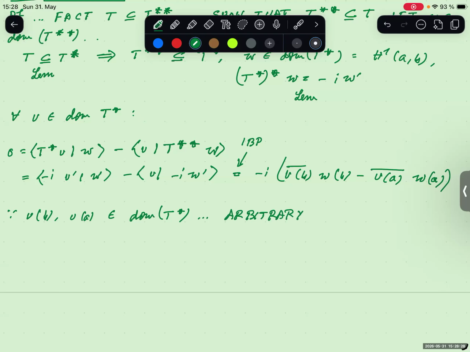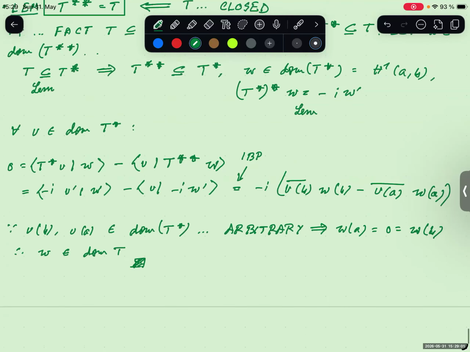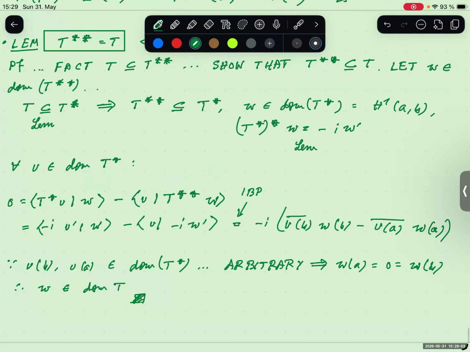That means this can only be true if this condition holds, that these W's are 0. So then WA equals 0 equals WB. And thus W is in the domain of T, and this closes out the proof. Okay, so now we know this is also a closed operator.